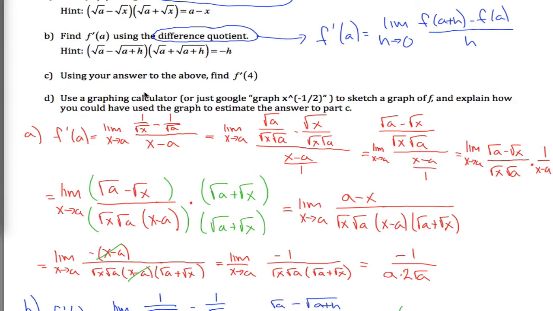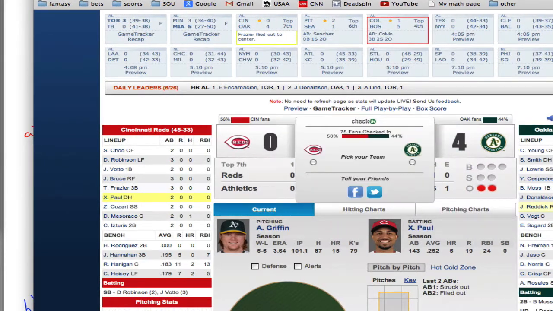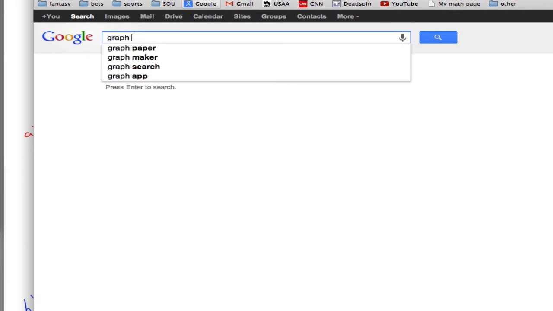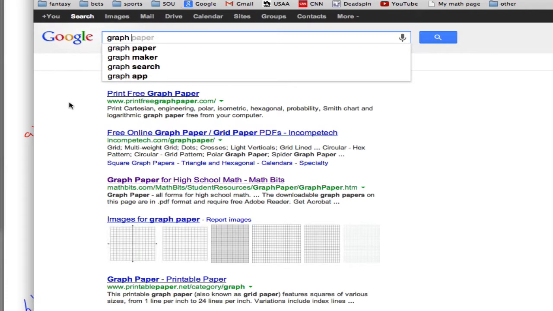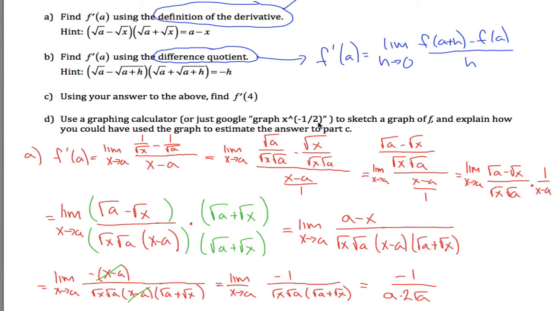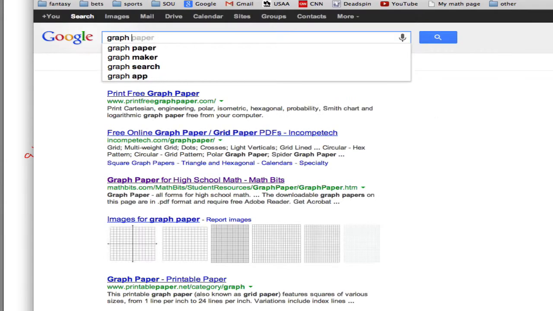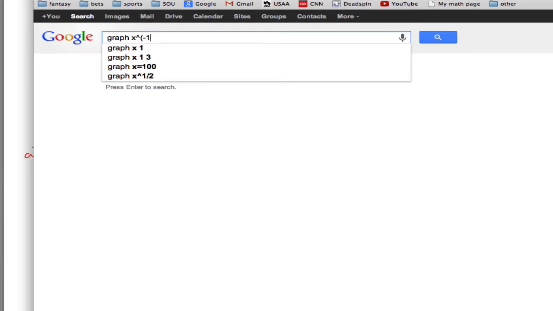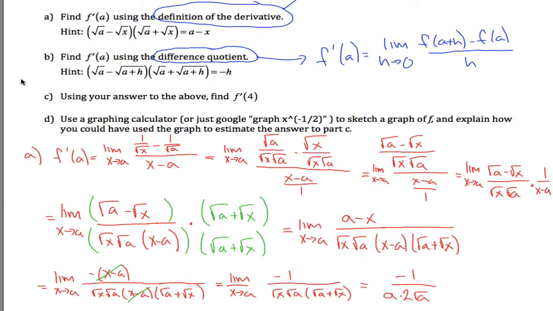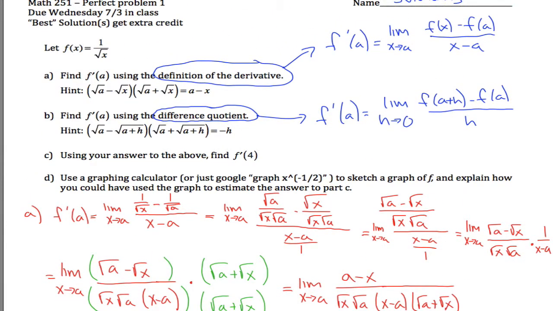And finally, the last part, D says use a graphing calculator to sketch the graph of this thing. Or you can just Google graph it. Sure, I'll do that. Close my baseball game. I'll go to Google, and I will say graph. What's our function? 1 divided by, I don't remember what we're graphing. It's x raised up to the -1/2 power. Because x raised up to the -1/2 power is the same as 1 over the square root of x.